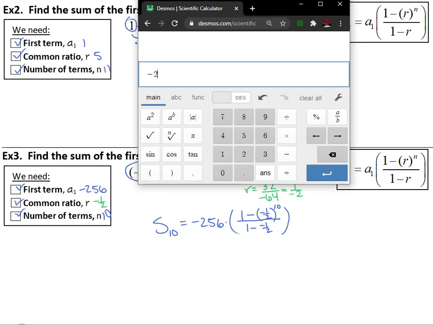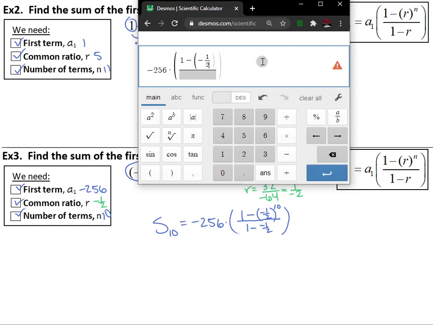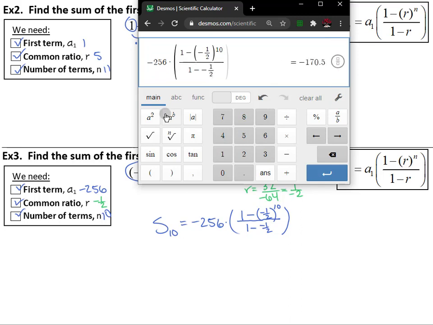All right, negative 256 times parentheses. Press our fraction key here. 1 minus parentheses, negative 1 divided by 2. So you can either press the fraction key or I just press divided by 2, the slash on your keyboard. Close those parentheses. That is raised to the 10th power. So make sure you get up in your exponent, use the exponent key or shift 6. And in the bottom we have 1 minus negative 1/2. So if you want, you could put parentheses there. The calculator, of course, will know what to do with minus and negative.